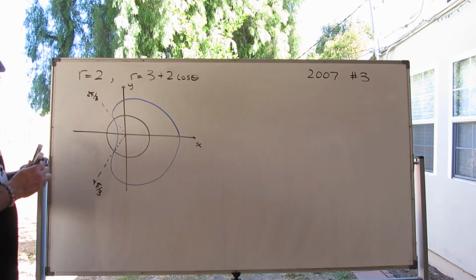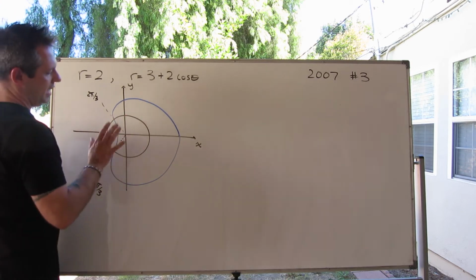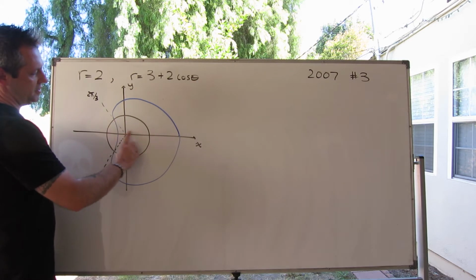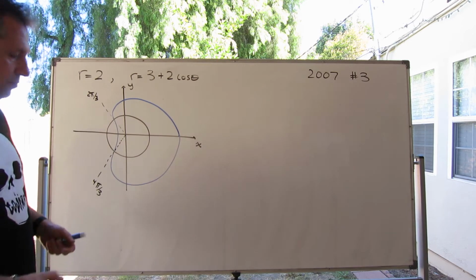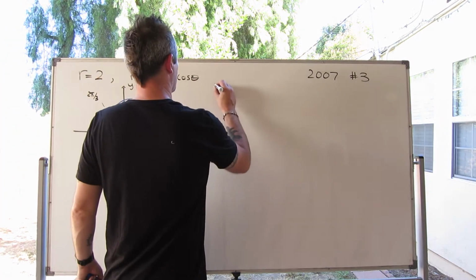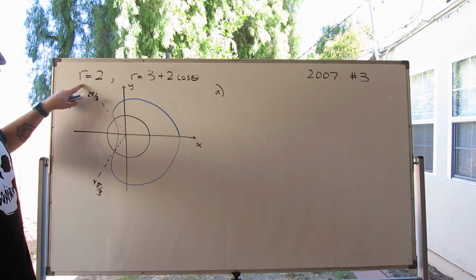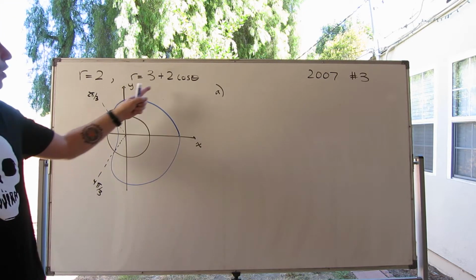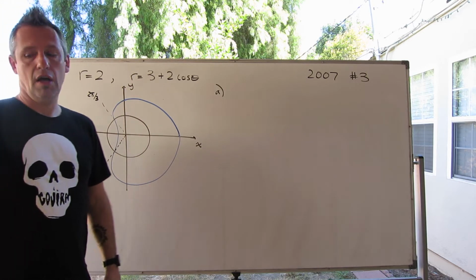And what we are interested in doing is finding the area enclosed by both the black graph and the blue graph. So all of this area that you see right here is what we want to find. That's what part A asks us to compute. Part A wants us to find the area enclosed by the circle, which is r equals 2, and the cardioid, which is r equals 3 plus 2 cosine theta.